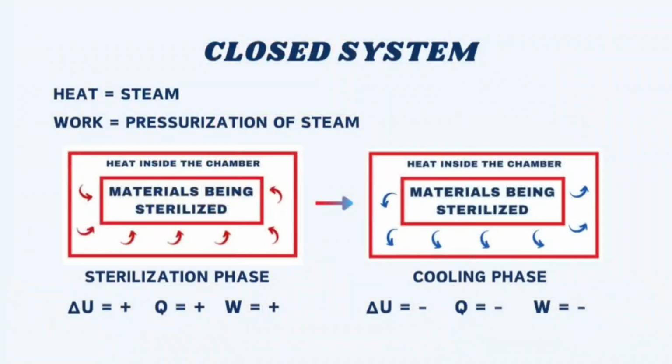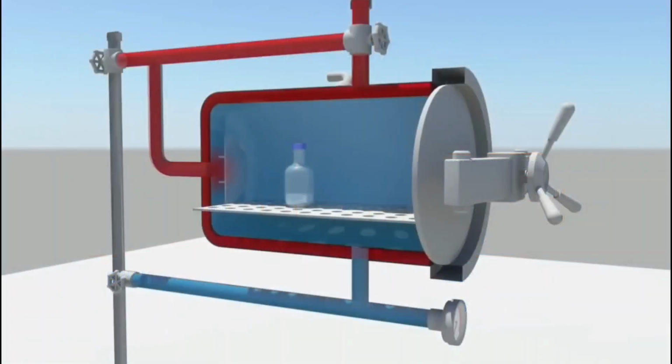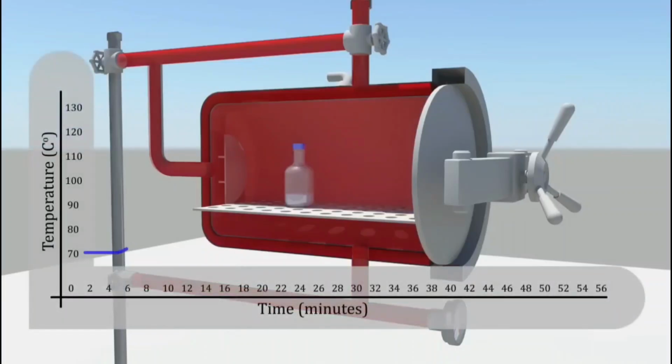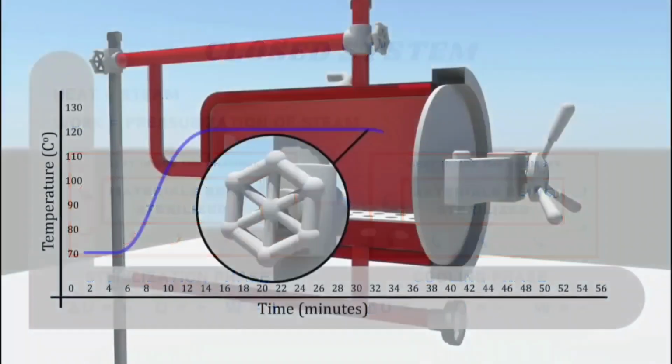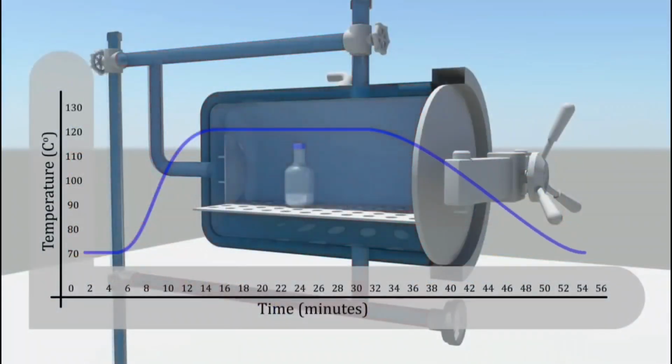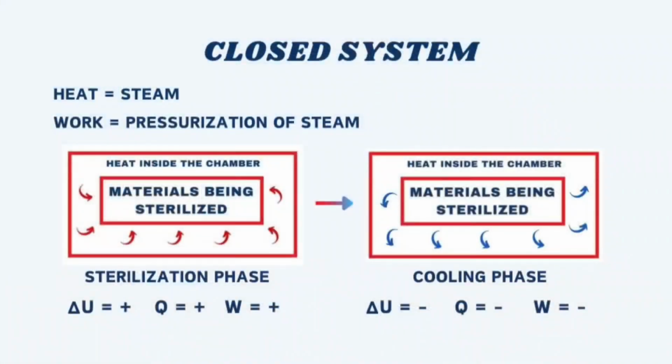And since the autoclave operates under high pressure, the steam inside the chamber does work on the walls and the contents inside the chamber as it expands and compresses. During the sterilization phase, the internal energy, heat, and work increase as both the temperature and pressure increase. However, during the cooling phase, since the temperature and pressure decrease at this point, the internal energy, heat, and work decrease.